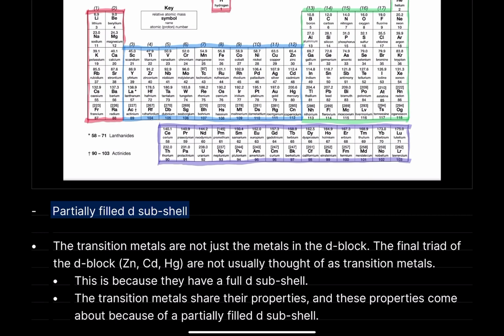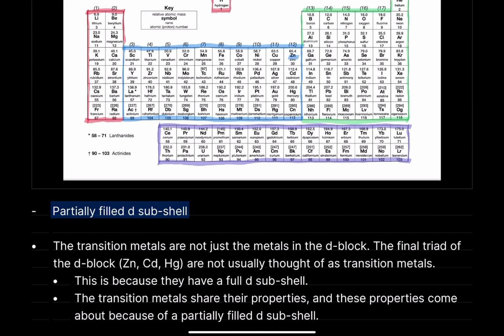It's just an element that has a partially filled d subshell or d orbital. And the biggest thing that we need to get across is that transition metals aren't just metals in the D block. So the final triad of the D block, and I think there are more, but the ones that I definitely know for certain, I'm taking this information from Seneca Learning, so if you're screaming, notice there's more examples of D block elements that aren't transition metals, but these are just the ones that we need to know.